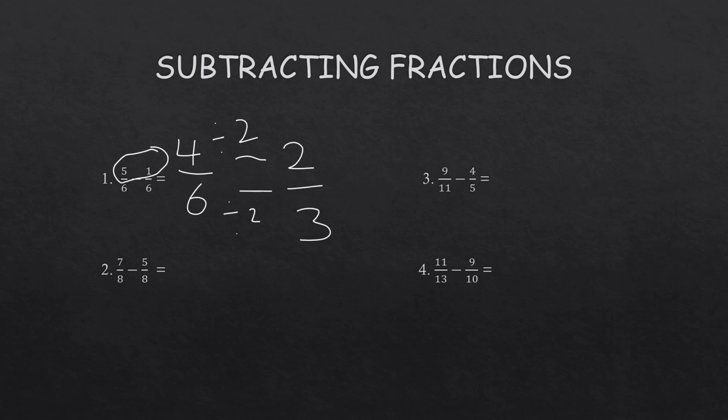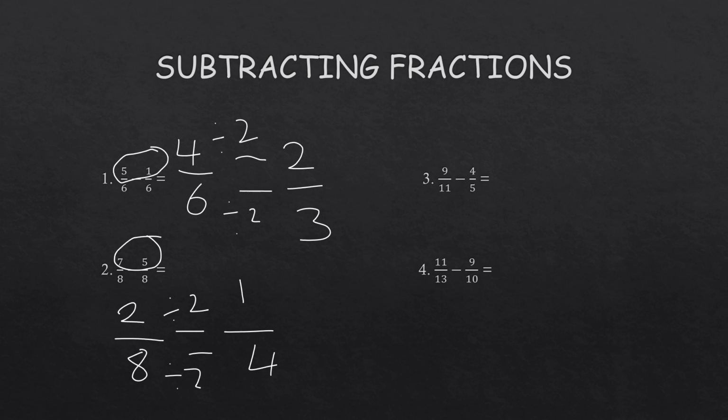Same thing we do with the second question, as it's got the same denominator. 7 minus 5 would be 2, and the denominator is 8. So 2/8, and that equals 1/4, because if we divide both of them by 2, that would give us the simplified fraction. Now we do the same by finding the lowest common multiple for both of them.